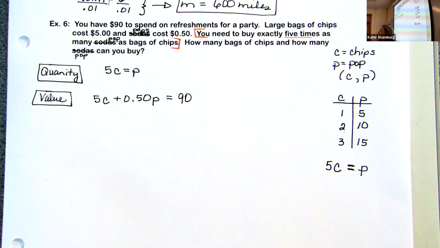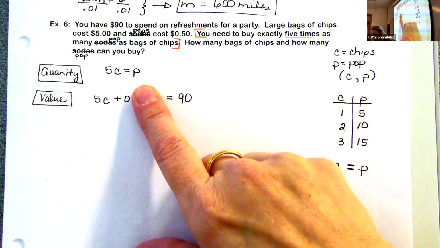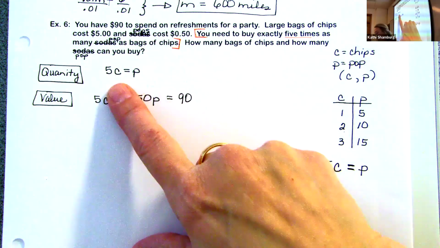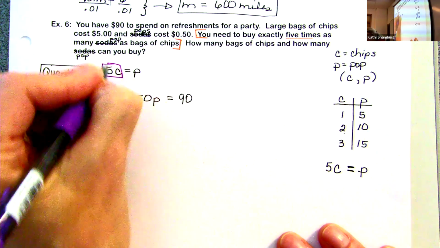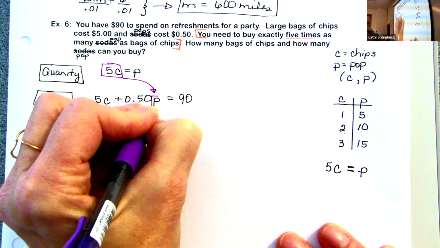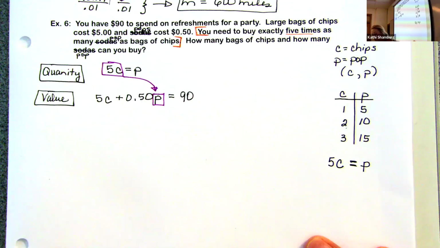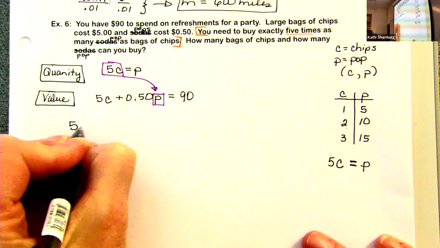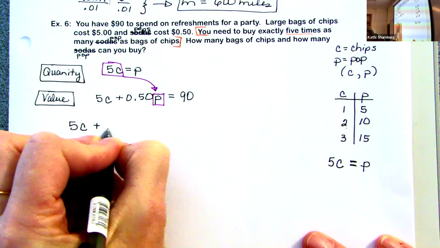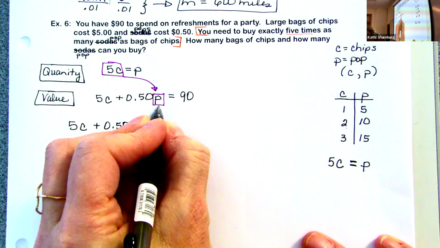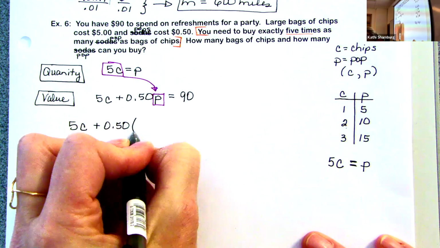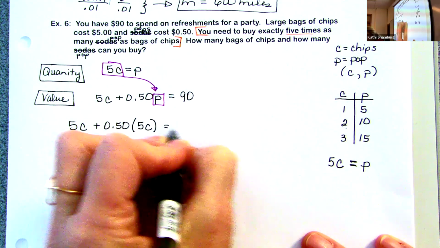Okay, why substitution? Is there an equation that's already solved for a single variable? Yeah. So if P is equal to 5C, then can't I just take this and substitute it in for this? So substitution is the one that jumps out for sure on this one. So we'd have 5C plus 0.50, and in place of P we're going to put 5C, equals 90.